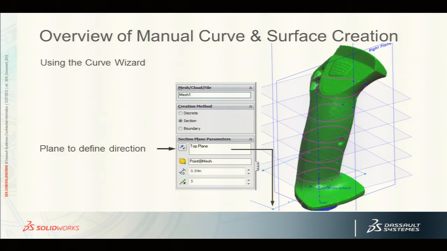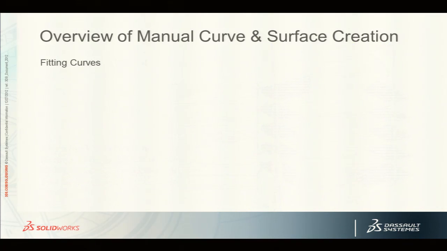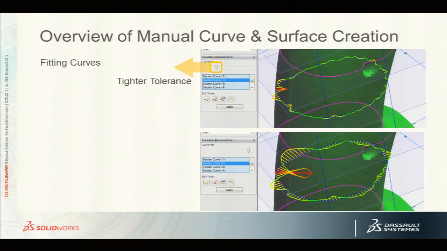You can see here when you go into the wizard, you first identify the direction that you want to build the curves. The second thing you do is identify the start point. That's really helpful because you can say I want the first curve to start at this point on the mesh, and then it's just a matter of the spacing and number of sections for the curve. Pretty easy. But if that weren't enough, you can now go in and edit those curves while you're in this tool to loosen them up or tighten them up in their tolerance.